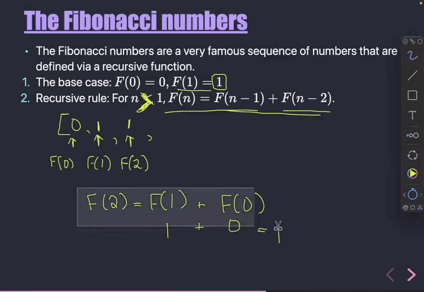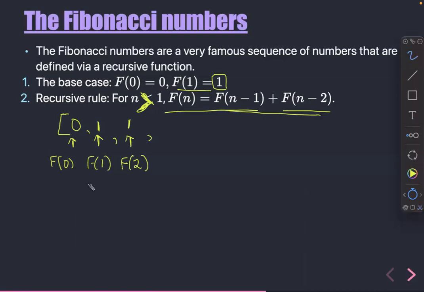Then let's say I want to compute f of 3. Again, I just use my definition up here. F of 3 equals f of n minus 1, so 3 minus 1 is 2, plus f of 3 minus 2, which is 1. So f of 2 plus f of 1. Now I can look and say f of 2 was 1, f of 1 was 1, so 1 plus 1 is 2. So f of 3 is actually going to be 2.